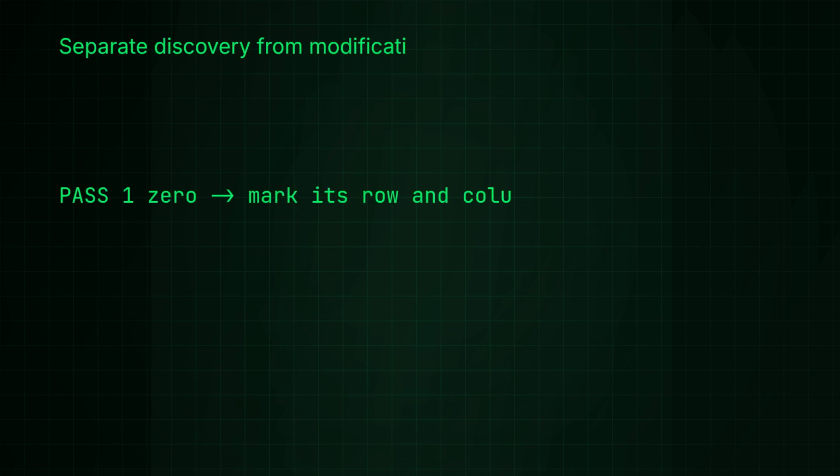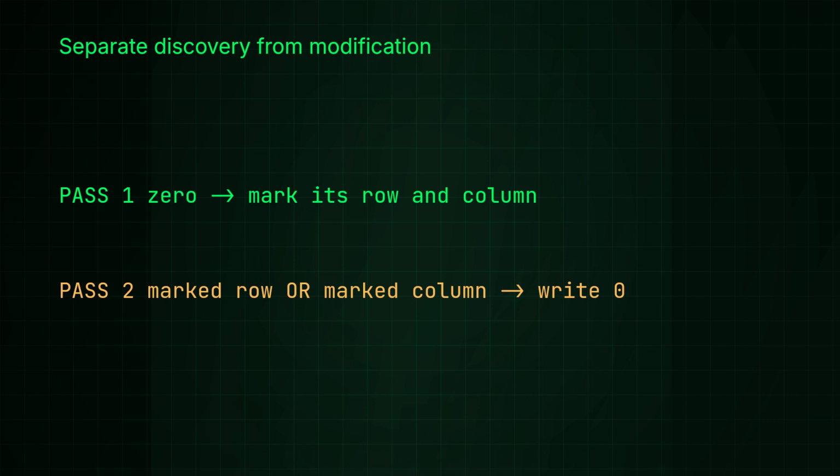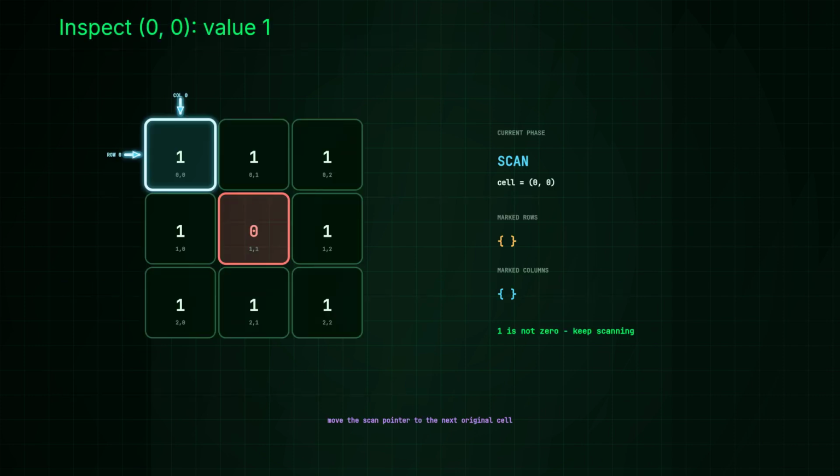Pass 1 scans every original value and records only the rows and columns where a 0 is found. Pass 2 scans again. A cell becomes 0 when either its row or its column is marked. The matrix is scanned twice, so the time is O of rows times columns, with O of rows plus columns extra space. Move the scan pointer to row 0, column 0.